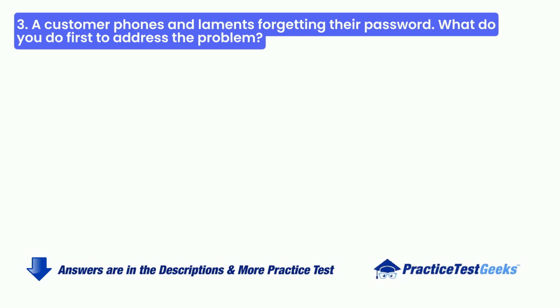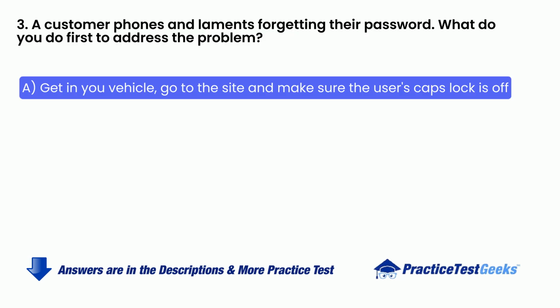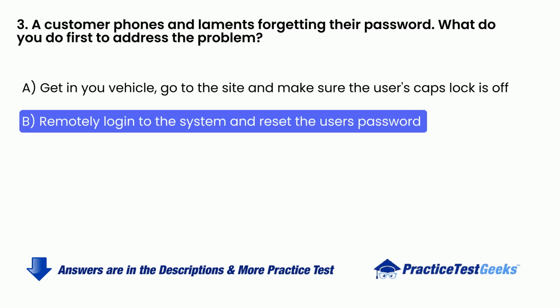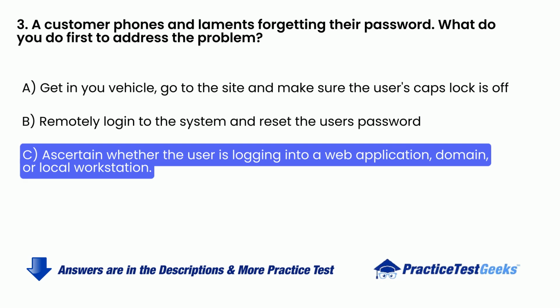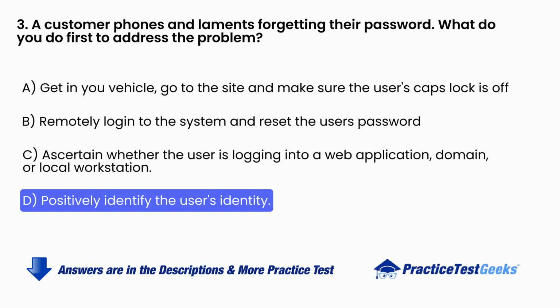A customer phones and laments forgetting their password. What do you do first to address the problem? A. Get in your vehicle, go to the site and make sure the user's caps lock is off. B. Remotely log into the system and reset the user's password. C. Ascertain whether the user is logging into a web application, domain, or local workstation. D. Positively identify the user's identity.